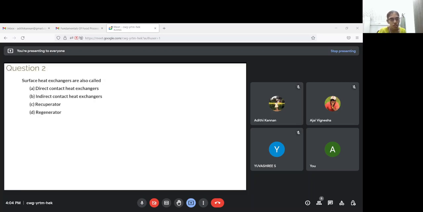Surface heat exchangers are also called as A. Direct contact heat exchangers, B. Indirect contact heat exchangers, C. Recuperators, and D. Regenerators. So any clue what could be the answer? Any clue what a surface heat exchanger is?